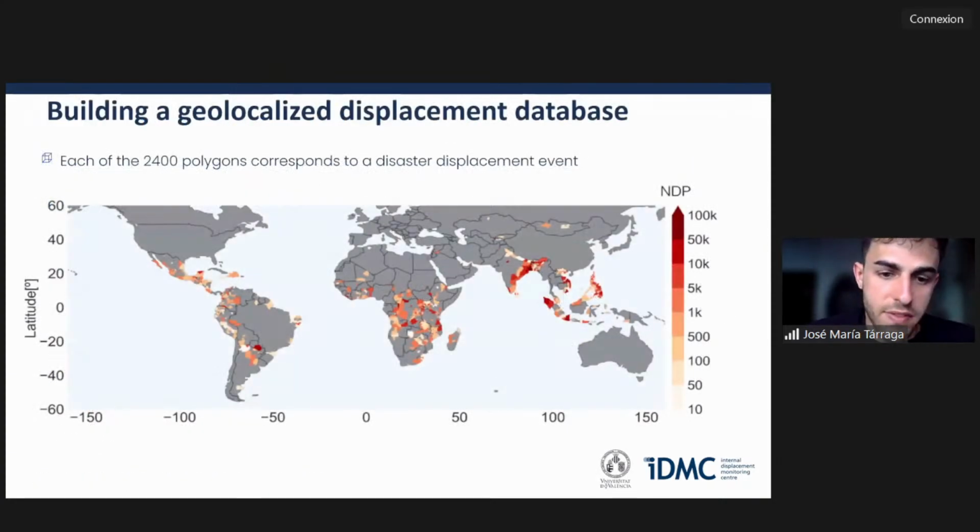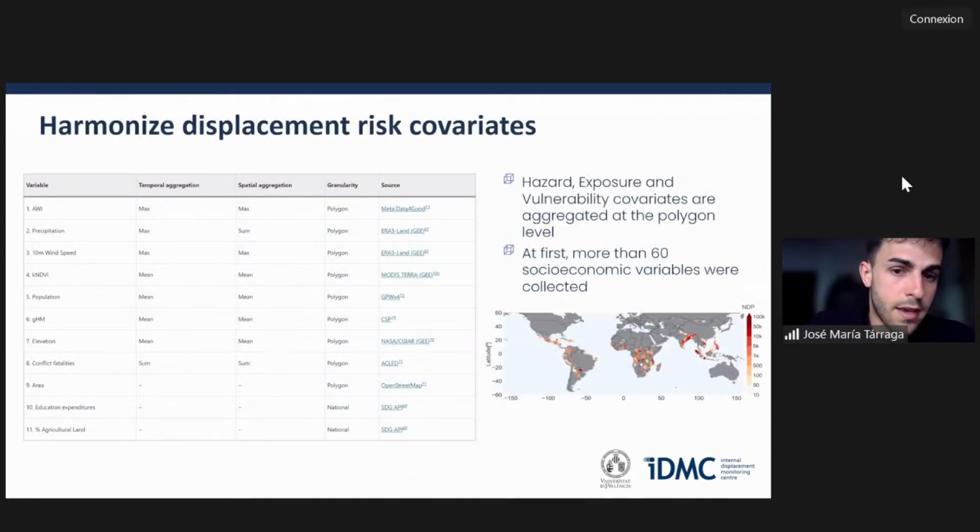So once we have this target variable, what we did was to geolocalize all of the disaster displacement events on a global level. Each one of these polygons corresponds to a disaster displacement event. So we have a database that we can exploit to investigate the effects of disasters on displacement. Then once we have these polygons extracted and the displacement data aggregated to these polygons, we harmonized the risk coverage to this data.